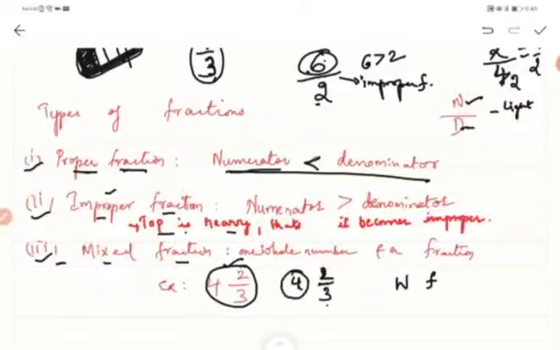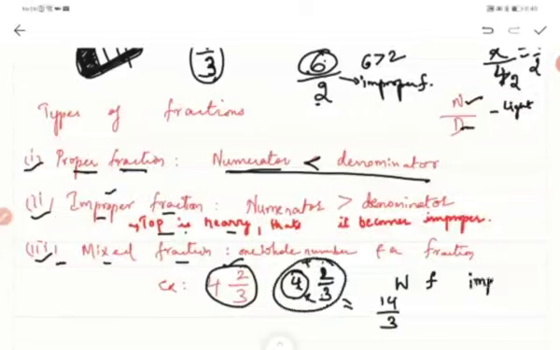So how can you write this number as a normal fraction? You need to multiply these two and add here. So first multiply 4 times 3 is 12, plus 2, how much? 14 by 3. So any improper fraction you can easily represent as a mixed fraction. Always, improper fractions can be represented as mixed fractions. When we do problems, it will be more clear to you.